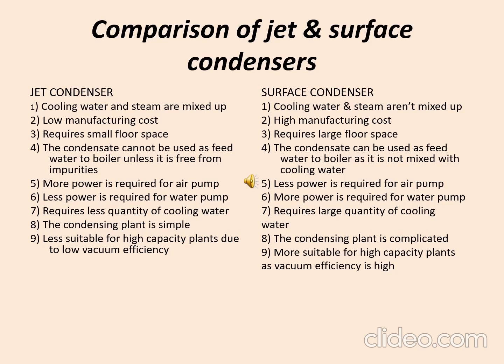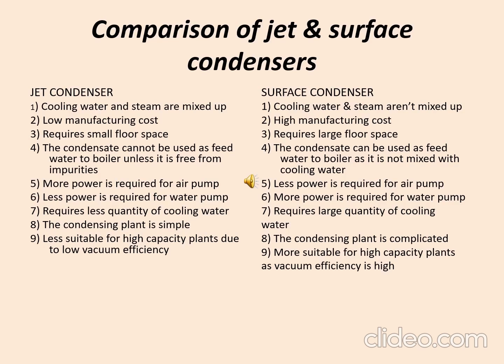Then next, in jet type the condensing plant is simple, and in surface type the condensing plant is complicated. Then jet type is less suitable for high capacity plant due to low vacuum efficiency. Then surface type is more suitable for high capacity plant as vacuum efficiency is high. Okay. So this is the difference between our jet condenser and surface condenser, and this is a very important question also.